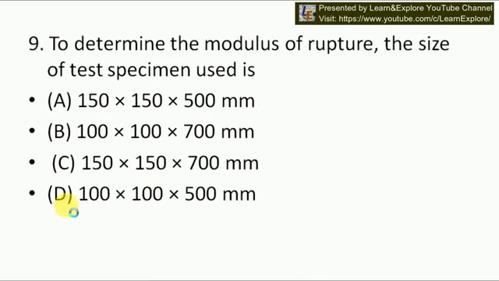Our next question. To determine the modulus of rupture, which size of test specimen is used? Option A, 150 by 150 by 500 mm, B, 100 by 100 by 700 mm, C, 150 by 150 by 700 mm, and D, 100 by 100 by 500 mm. So our answer is C, 150 by 150 by 700 mm.